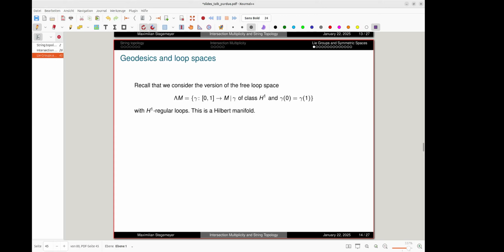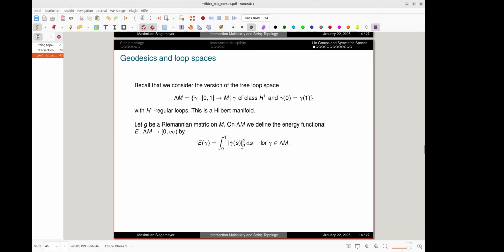And I want to recall that we look at this version of the free loop space with H1 regular loops. One upshot was that we now have a Hilbert manifold and can talk about submanifolds, finite codimension submanifolds. And the other upshot is that this is now easier to relate to Riemannian geometry. If you take a Riemannian metric on M, then we can define a function on the free loop space. People always call it functional, but it's just a real valued function on the free loop space. We take a loop, and then we integrate the square norm of its derivative.